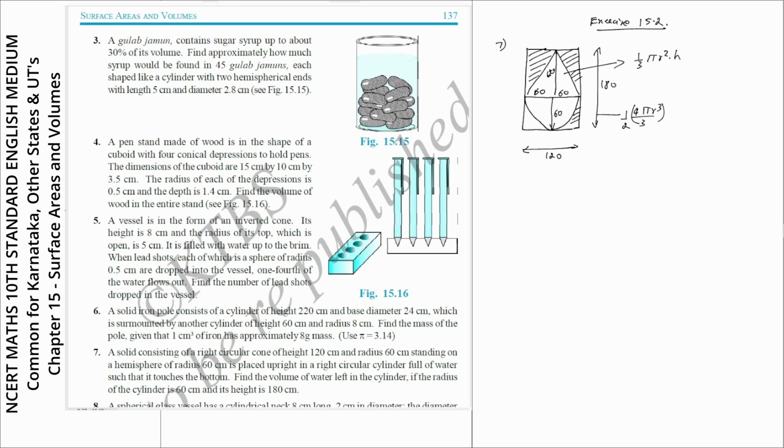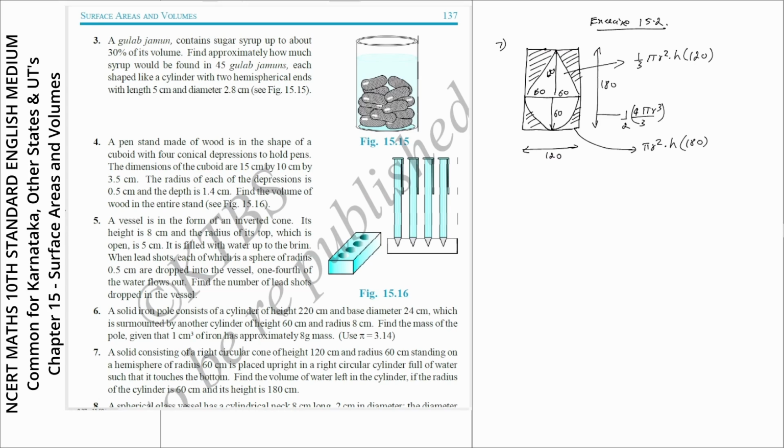And what is the volume of the cylinder given by? Volume of the cylinder is given by pi r square into h, where r is the radius of the cylinder and h is the height of the cylinder. Here h is 180, and for the cone h is 120. And r is common for all the three.